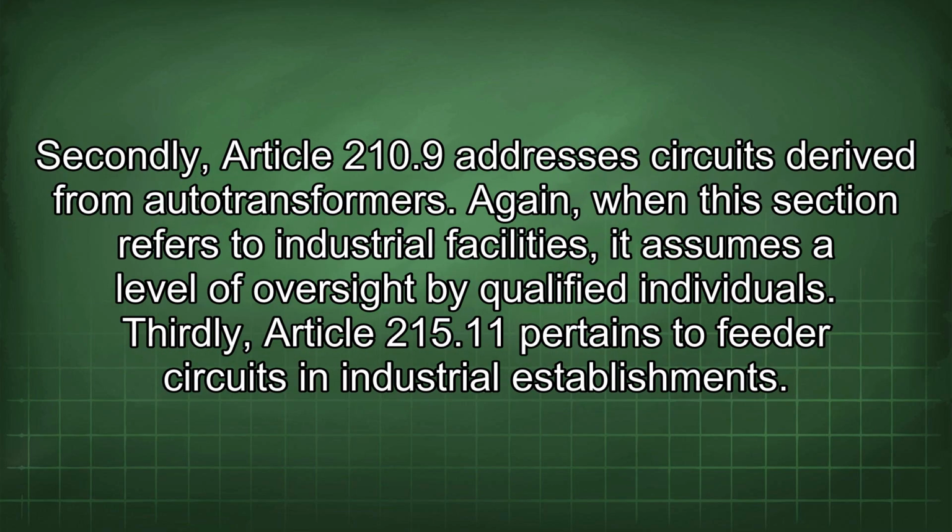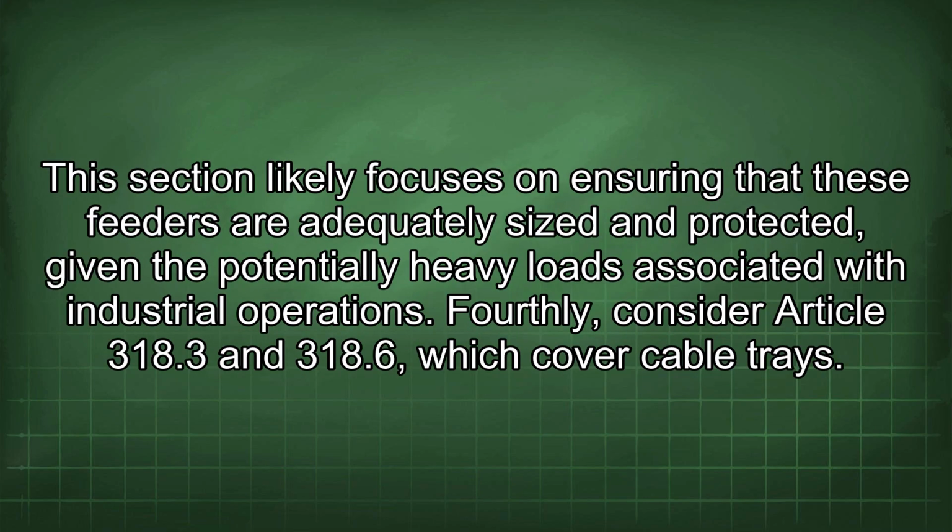Secondly, Article 210.9 addresses circuits derived from auto transformers. Again, when the section refers to industrial facilities, it assumes a level of oversight by qualified individuals. Thirdly, Article 215.11 pertains to feeder circuits in industrial establishments. This section likely focuses on ensuring that these feeders are adequately sized and protected, given the potentially heavy loads associated with industrial operations.